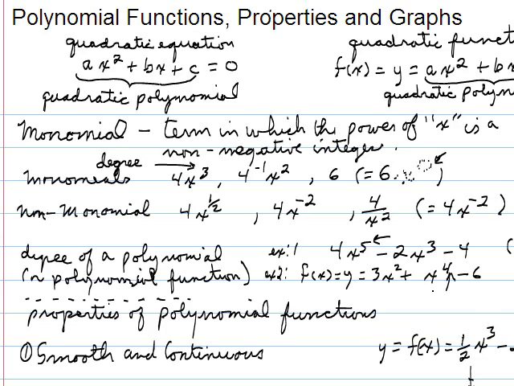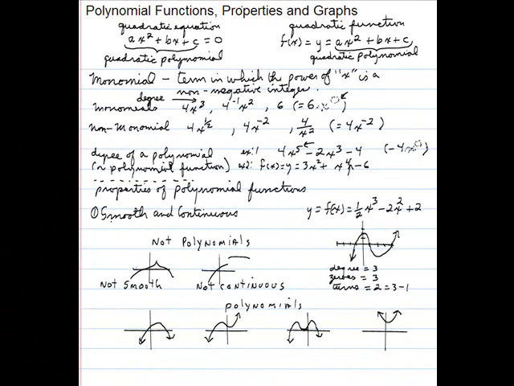The first property we want to talk about is that polynomial graphs are smooth and continuous. Here I've graphed this polynomial 1/2 x cubed minus 2x squared plus 2. Notice first off how smooth the graph is. Nice big sweeping curves, nothing coming to a jagged point.